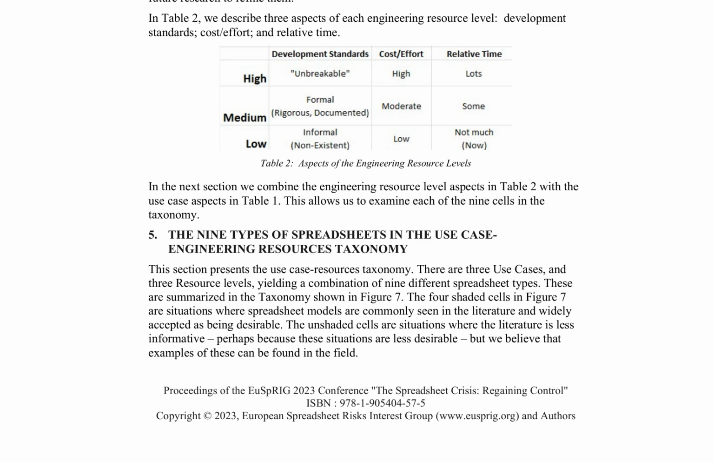Combining these 2 dimensions results in a 3x3 matrix, resulting in 9 types of spreadsheet models. 4 of these cells are shaded, indicating they are commonly seen in the literature and widely accepted as desirable. The unshaded cells represent less desirable situations or those less explored in the literature, but still relevant in real-world scenarios. This taxonomy aims to provide a framework for understanding and categorizing spreadsheet models based on their intended use and the resources invested in their development.